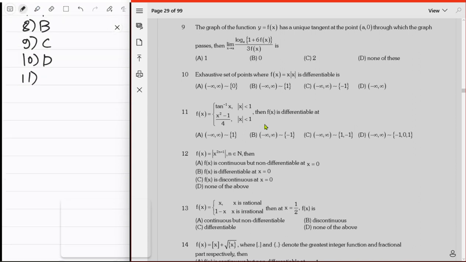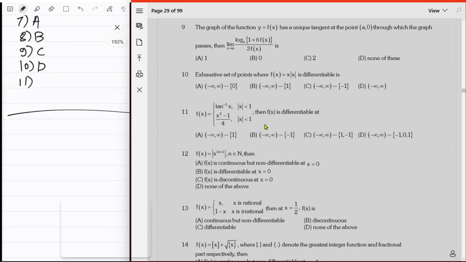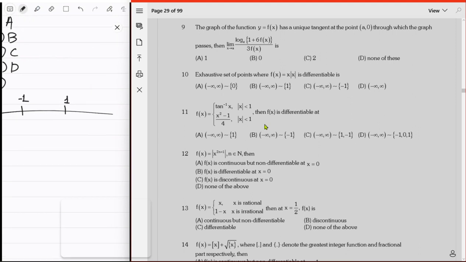Okay, let's just split this into sections. First, you have this is negative 1, this thing is 1. Whenever mod x is less than 1, that just means you are in this range. So it is what? Tan inverse of x, right? Yeah.